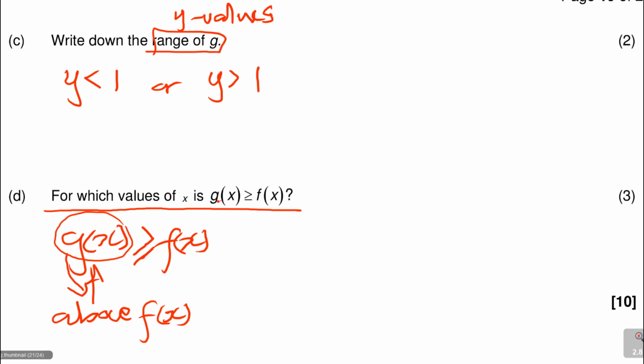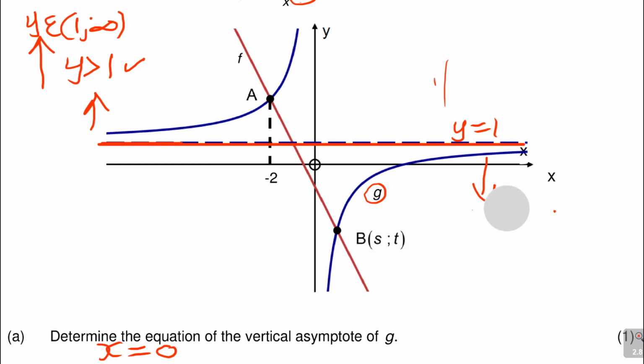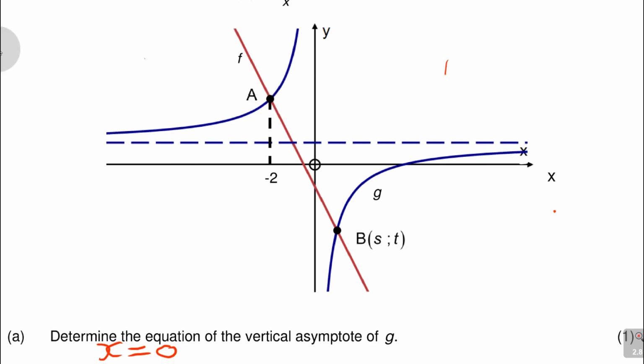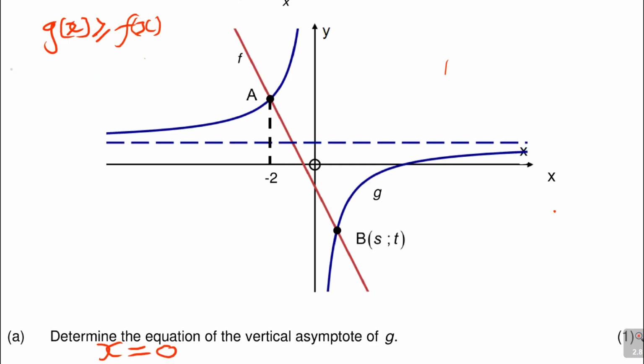So let's go and identify the portion of the graph where g of x is greater than f of x. Let me write it down. Where g of x is greater than or equal to f of x. Let's check. Is that the question? Yes. So the graph of g is above. I told you, that means above. The graph of g is above the graph of what? The graph of f of x.